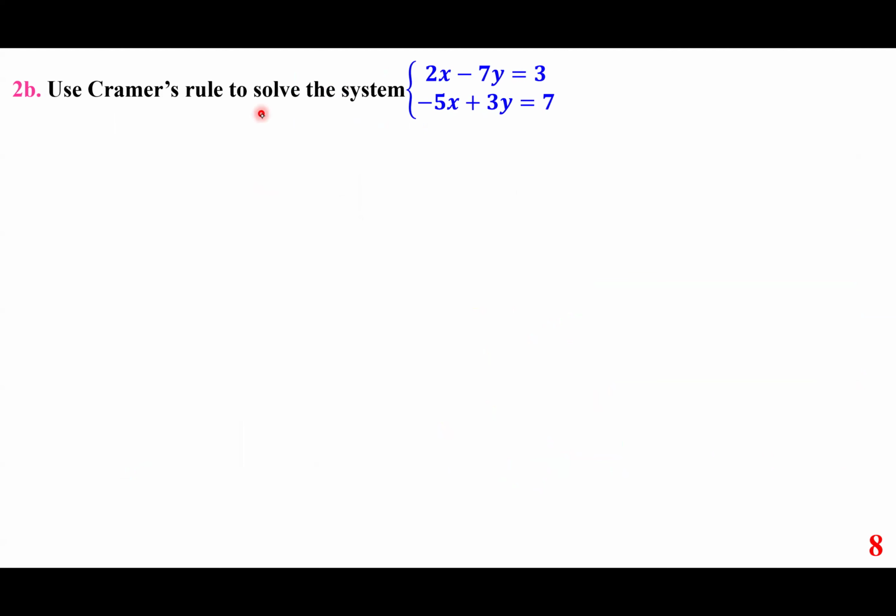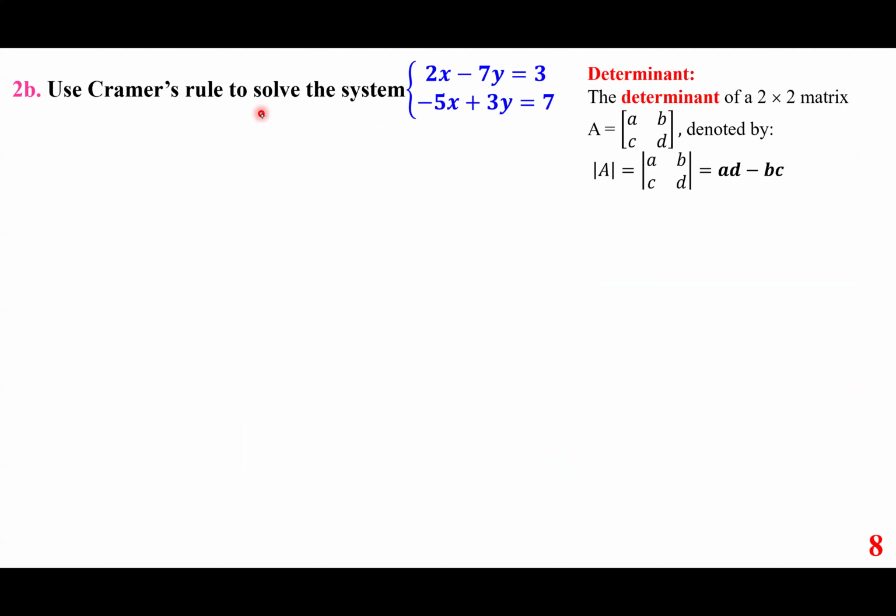Use Cramer's rule to solve the system. So we are looking at the same system, but a different methodology. What is Cramer's rule? Determinant. The determinant of a 2 by 2 matrix, which is A, B, C, D, you can think of it as cross product, AD minus BC. By definition, the determinant of a matrix is a number, AD minus BC.